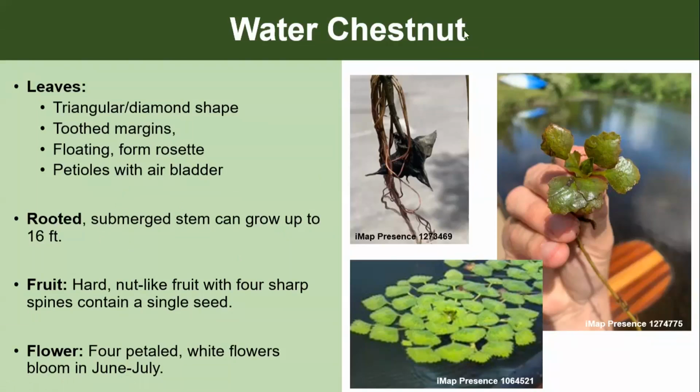And some of you might have encountered its fruit before. It's called a nutlet, and it's very spiky. It has these spines. They're very painful if you step on them. They each produce a single seed, and so water chestnut can grow from these if you see these. A lot of times you'll see the spent ones that are no longer alive washing up on shore. And they do have a flower, which you might see this time of year. They're small white flowers. So that's water chestnut.